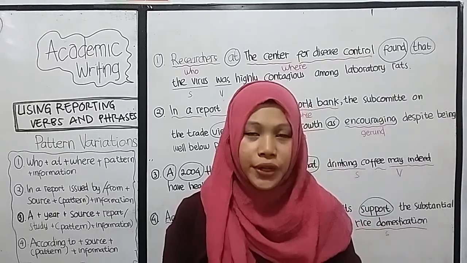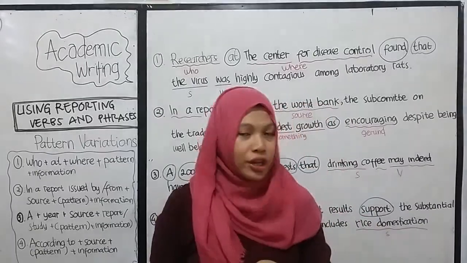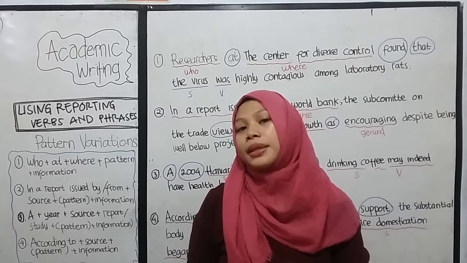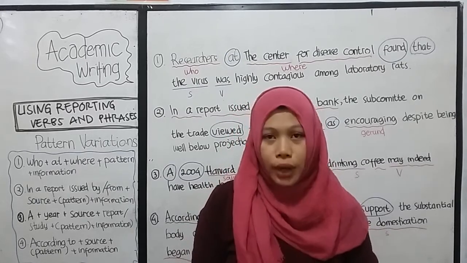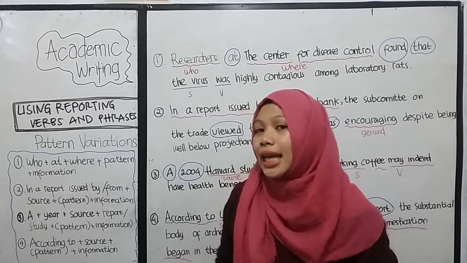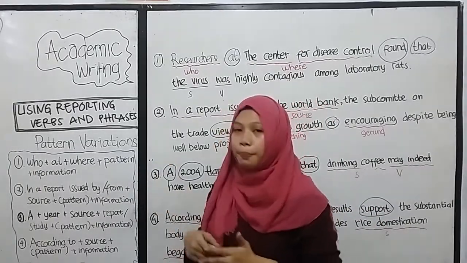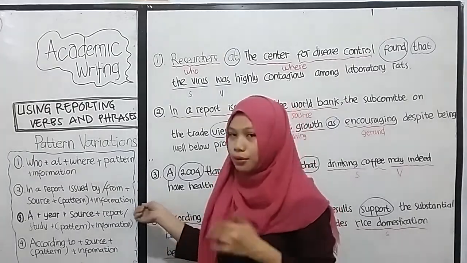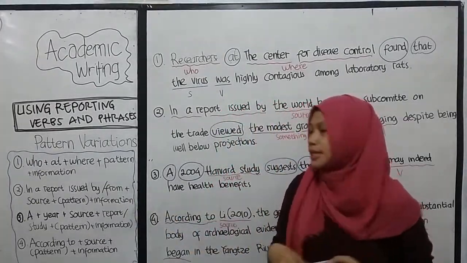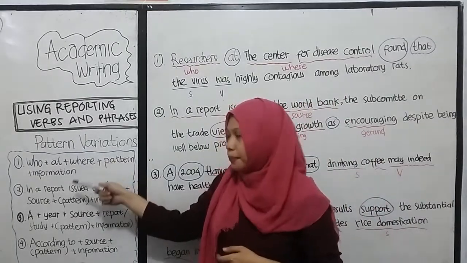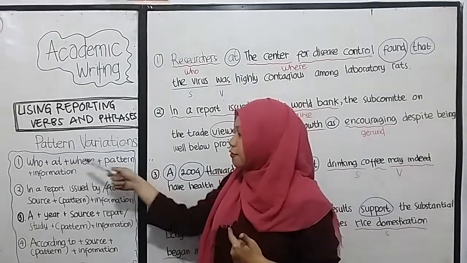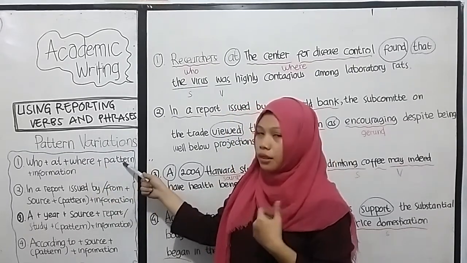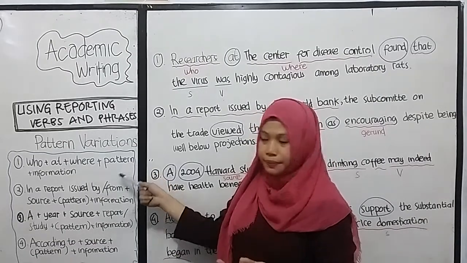As mentioned in the previous video, now I'm going to talk about pattern variation, or how to write the three general grammatical patterns, either pattern 1, pattern 2, or pattern 3, in varied ways. We call it pattern variation. There are 4 pattern variations as you can see on this whiteboard. The first is who, at, plus where, plus pattern, plus information. In this variation, you may use either pattern 1, pattern 2, or pattern 3.